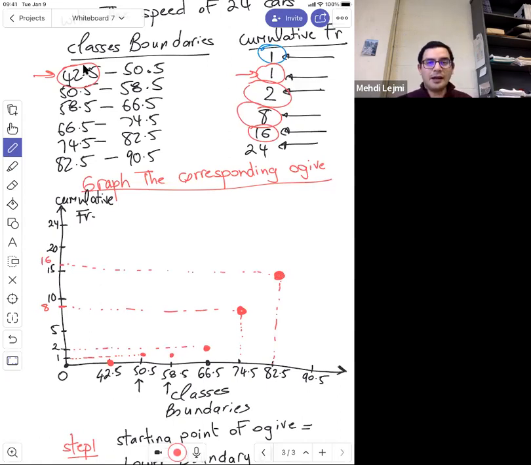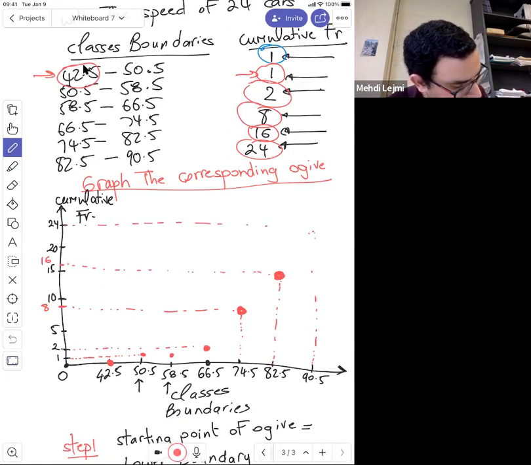And finally, we have the last class boundary, 90.5. So here we need to go up to the last cumulative frequency, which is 24. So we need to go up to 24, or 24 is right here. So that'll be my last point. So I'm gonna plot here my last point.